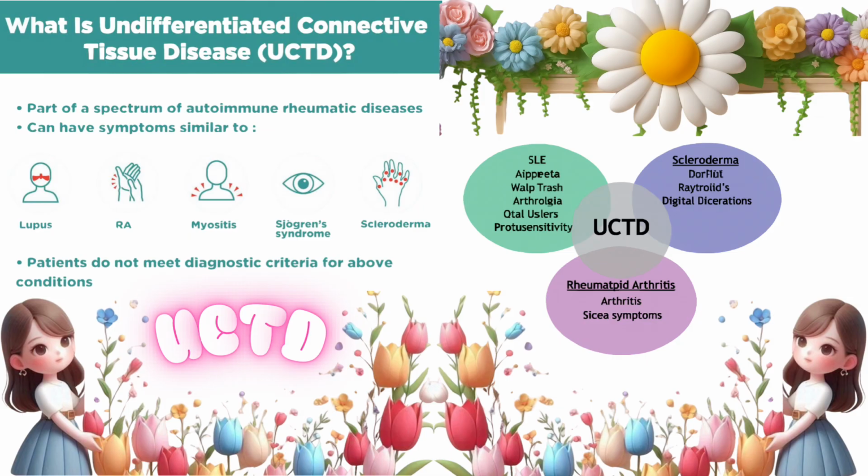Stepwise clinical evaluation approach, evaluating UCTD systematically. Step 1. History. Begin with a focused systemic review. Constitutional symptoms, pattern of joint pain, morning stiffness, photosensitivity or rashes, Raynaud phenomenon, dry eyes or mouth, muscle weakness, dyspnea, chest pain, neurologic symptoms, and obstetric history in women. Ask about exposures, infections, new drugs, and family history of autoimmune disease.